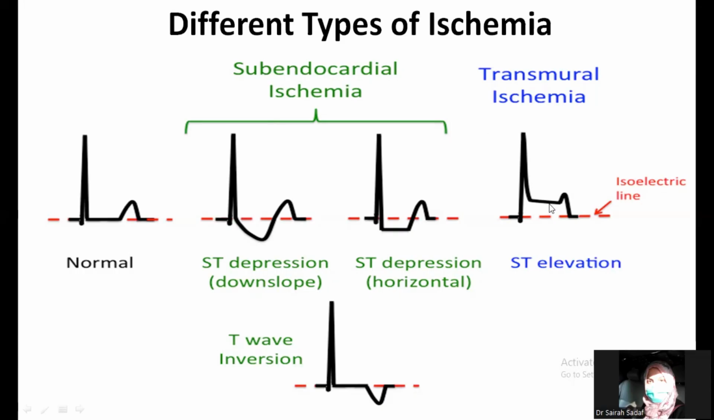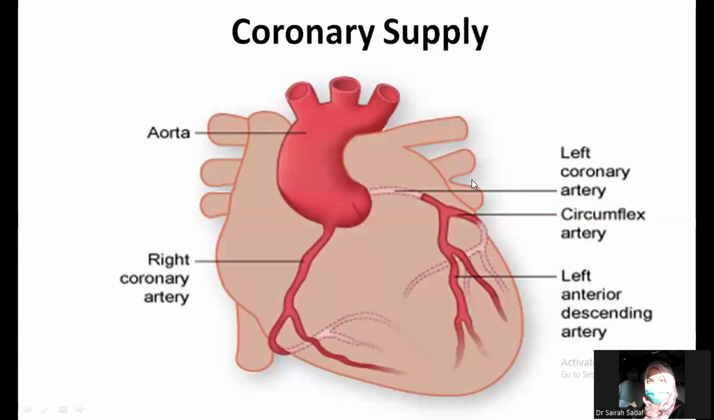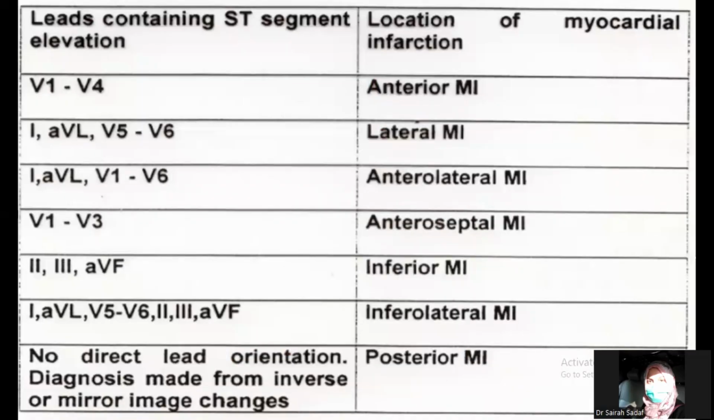When this happens, we call it transmural ischemia. That will come later. This is STEMI, ST elevation MI. This is NSTEMI, non-ST elevation MI. And simple T-wave inversion also comes under that definition. Coronary supply, I'm not going into details because this is not our main focus. Our main focus is ECG reading, not coronary reading.